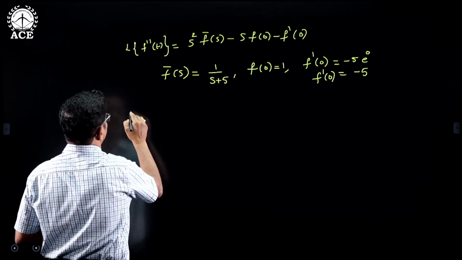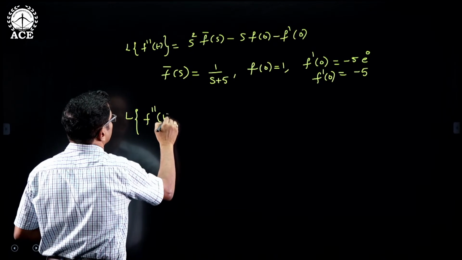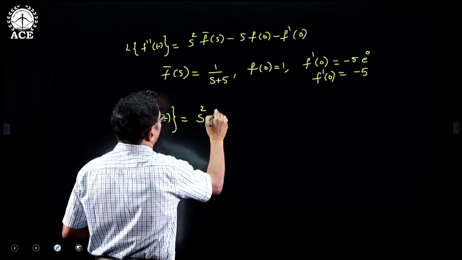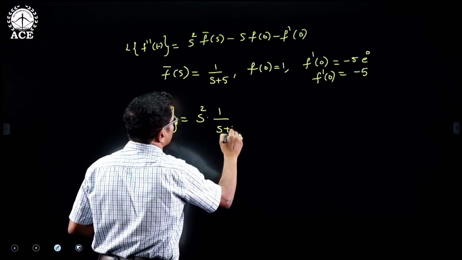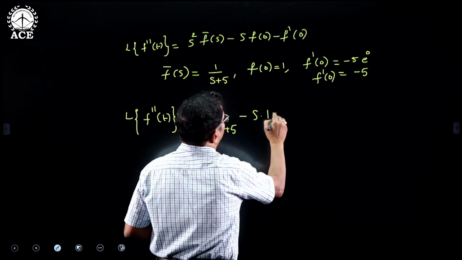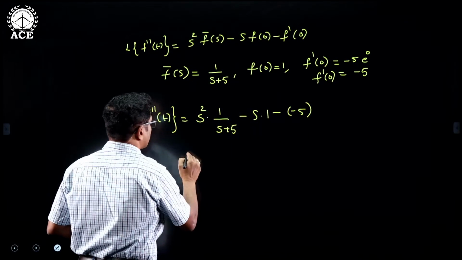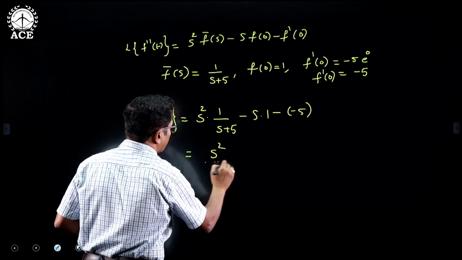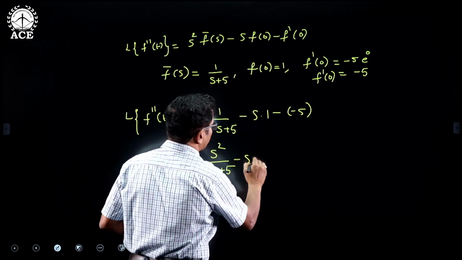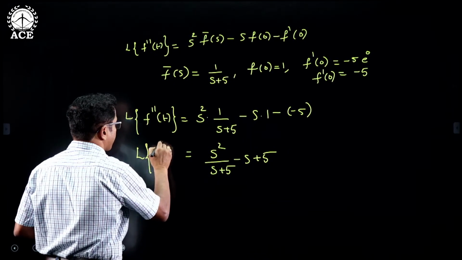Right. So now I am substituting. L of f double dash of t is equals to s square into f bar of s, means 1 by s plus 5, minus s into f of 0, which is 1, minus f dash of 0, which is minus 5. So which is equals s square by s plus 5 minus s plus 5. This is L of f double dash of t.